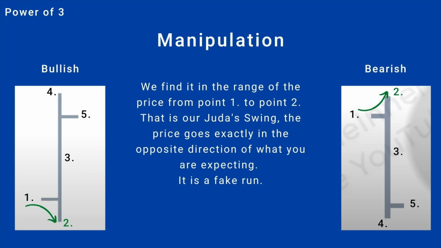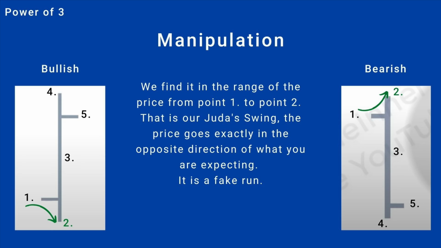We find it in the range of the price from point 1 to point 2. Indeed, guys, from point 1 to point 2, it is a Judas swing, because the price is going in the opposite direction of the actual move that it is going to take later. And here the price does exactly that. It's manipulated, so that's our manipulation. And manipulation is indeed the fake run of that day.